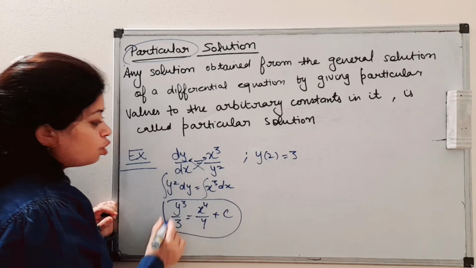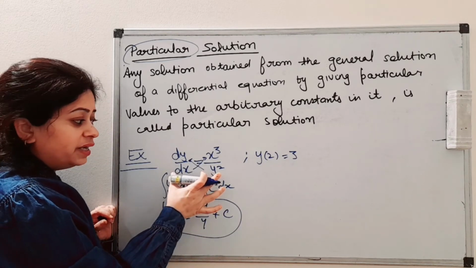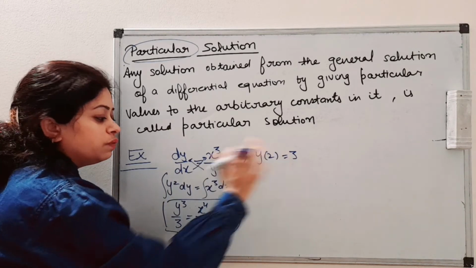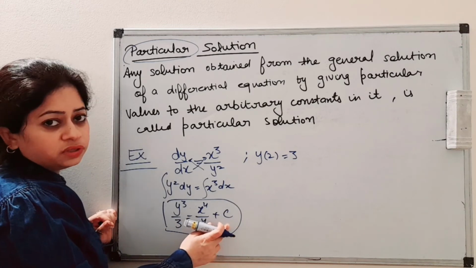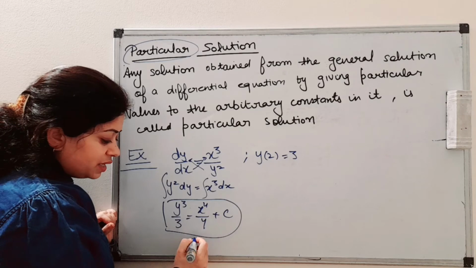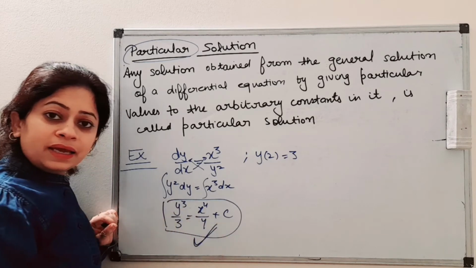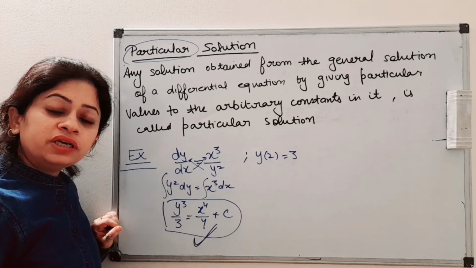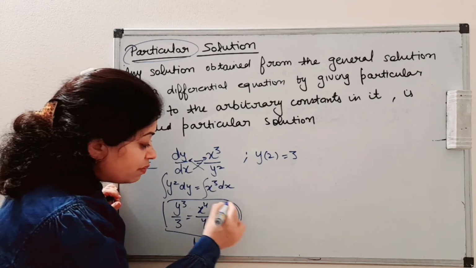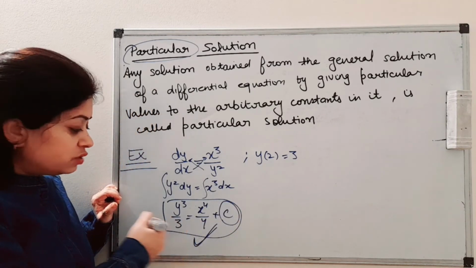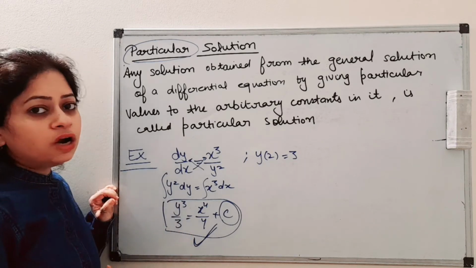We need to solve this differential equation where it is given y of 2 is equal to 3. Now in this we have one arbitrary constant. Okay, so this is the general solution. What is particular solution? When we get some values for these arbitrary constants of the general solution, then that solution is called particular solution.